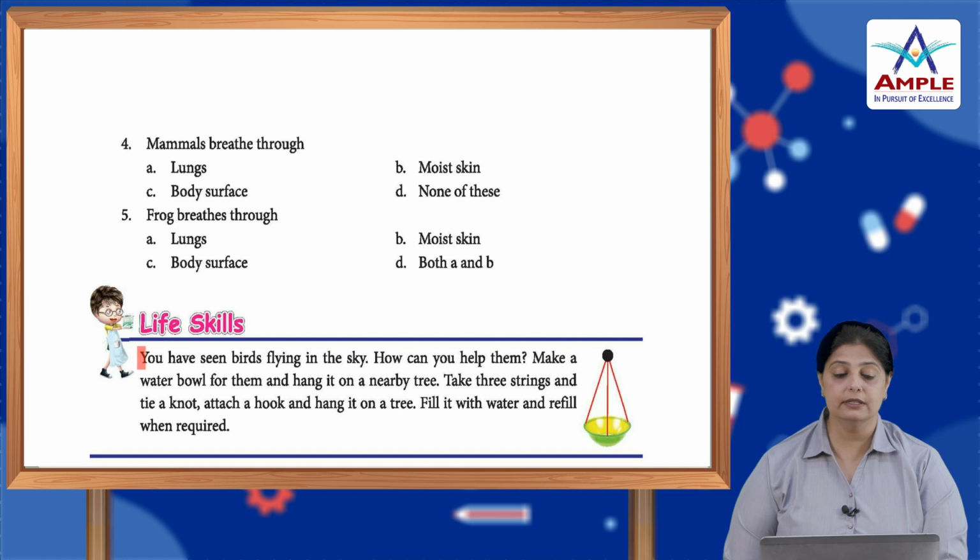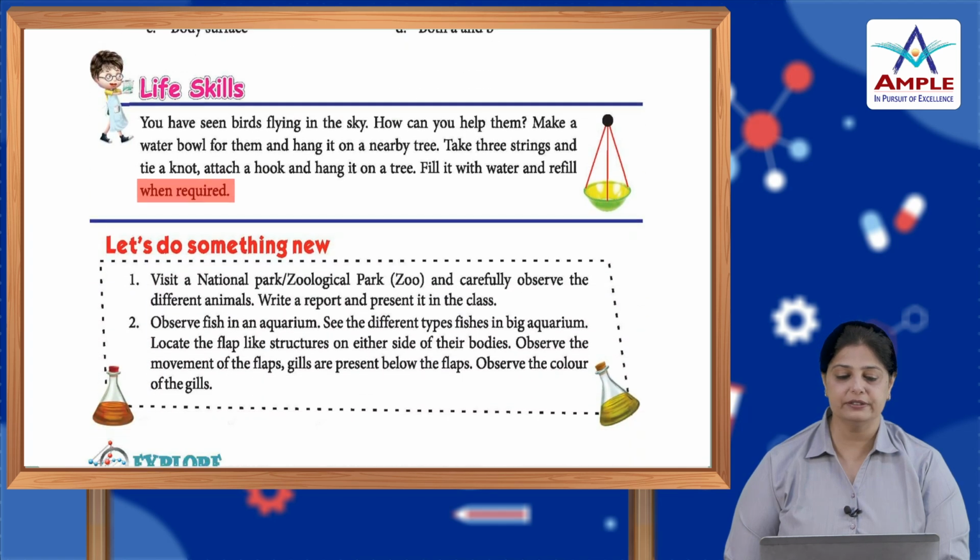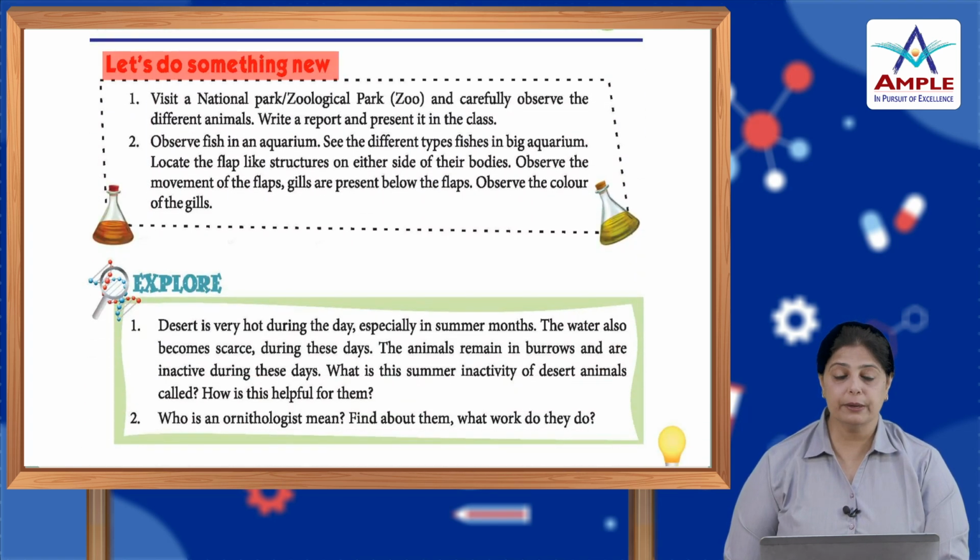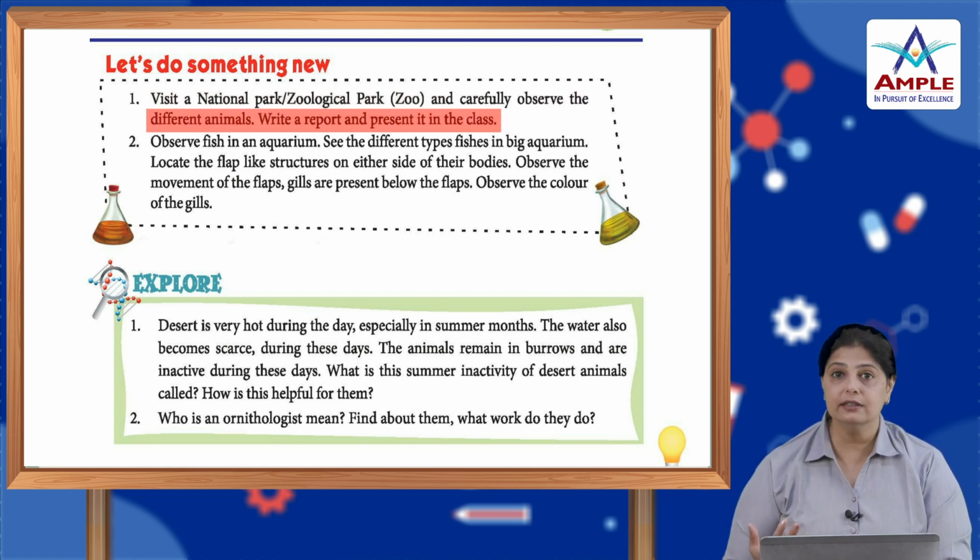Life skills. You have seen birds flying in the sky. How can you help the birds? Make a water bowl for them and hang it on a nearby tree. Take 3 strings and tie a knot. Attach a hook and hang it on the tree. Fill it with water and refill it if required. Let's do something new. Visit a national park or zoological park and carefully observe the different animals, and then write a report and present it to the class.